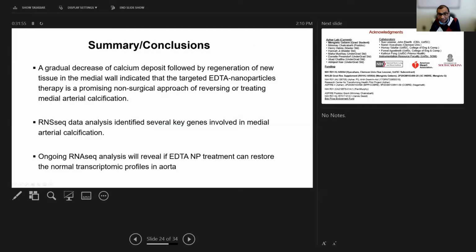So as I mentioned, one of the things that we are very excited about is that we have an injectable therapy that seems promising in reducing vascular calcification in a mouse model of chronic kidney disease. And we have identified some key genes by simply RNA-seq data analysis. And we are now trying to do more RNA-seq analysis to see if we can actually reverse those gene expression changes that we have seen are being altered in these animals.